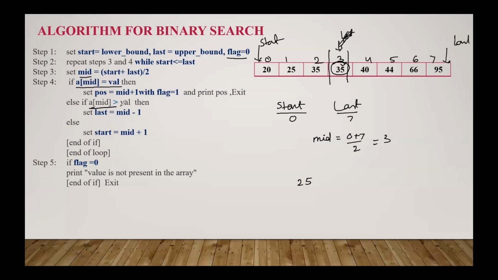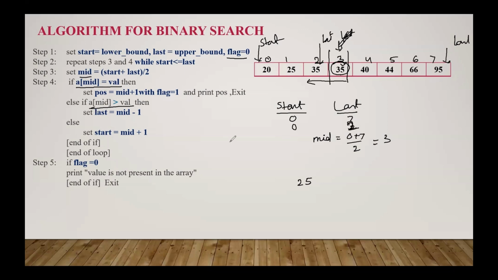Then, else if whatever value is smaller than this value, yes, 35 is greater than the value, then we have to make the last equal to mid minus 1. Because if the searching element is less than this value, definitely it will be present in this part. The reason is that all the data is in sorted order. This element does not match, so from this element onwards it will not match. So we have to make this the last. So start is equal to 0, last equal to 2.